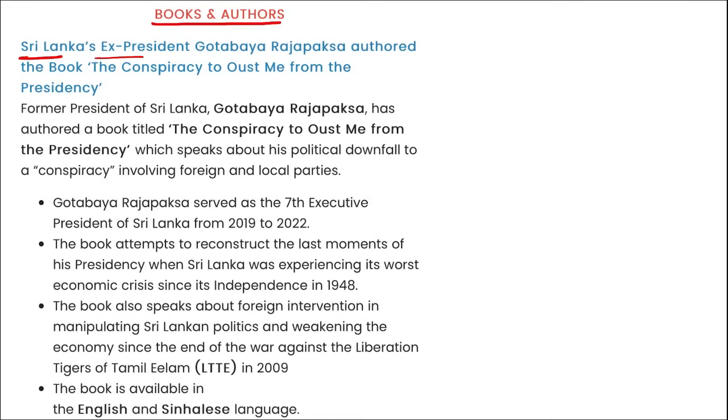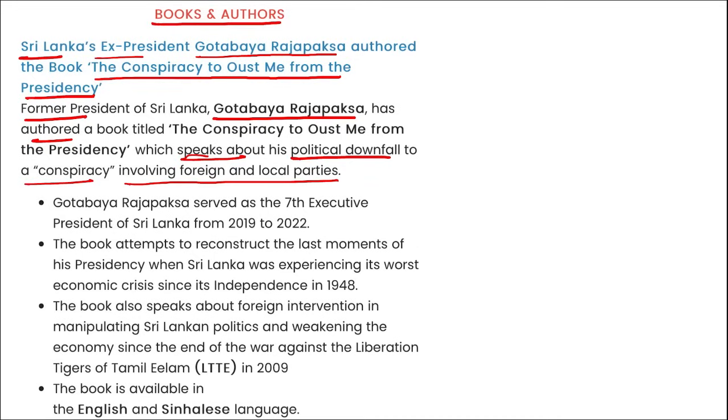Recently, Sri Lanka's ex-president Gotabaya Rajapaksa authored the book The Conspiracy to Oust Me from the Presidency. Correct? He is the former president of Sri Lanka and has authored this book that attributes his political downfall to a conspiracy involving foreign and local parties. Gotabaya Rajapaksa served as the 7th executive president of Sri Lanka from 2019 to 2022. Correct? And this book is available in English as well as Sinhalese, the language of Sri Lanka.